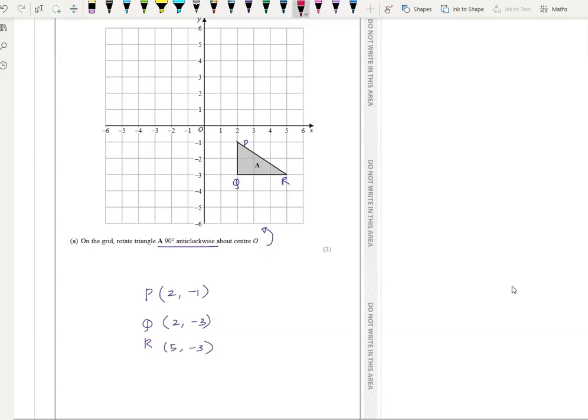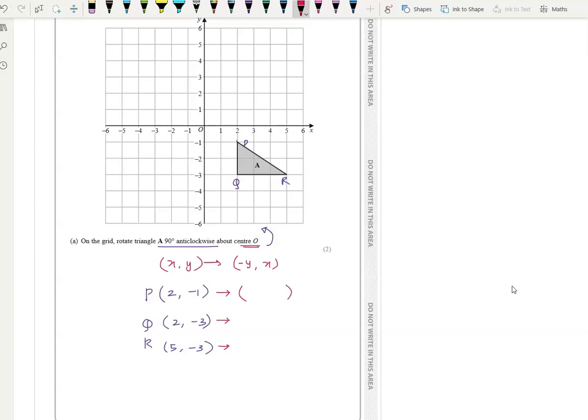Now the rule is, when it is a rotation of 90 degrees anti-clockwise about the center, you have to swap the coordinates. (x, y) will become (y, x), and since it is turning towards the left, anti-clockwise, it will become negative y. So using this rule we can find the new coordinates.